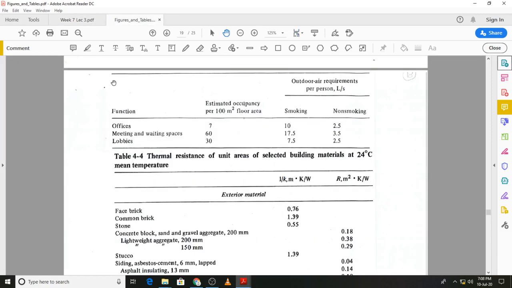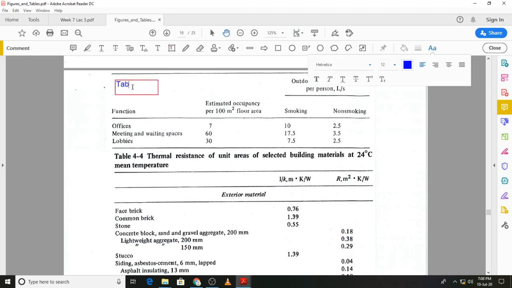So this is table 4-1. The table number is missing over here, I'll just enter it.